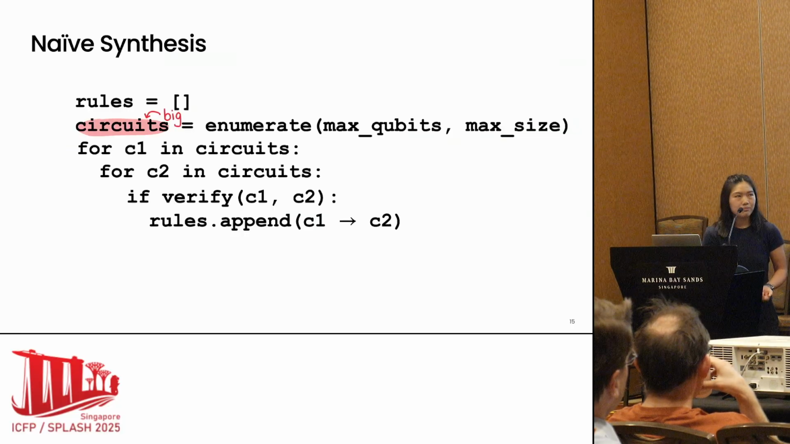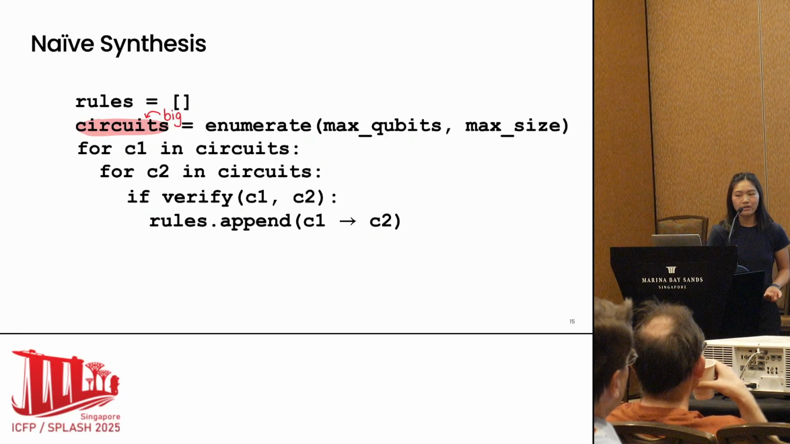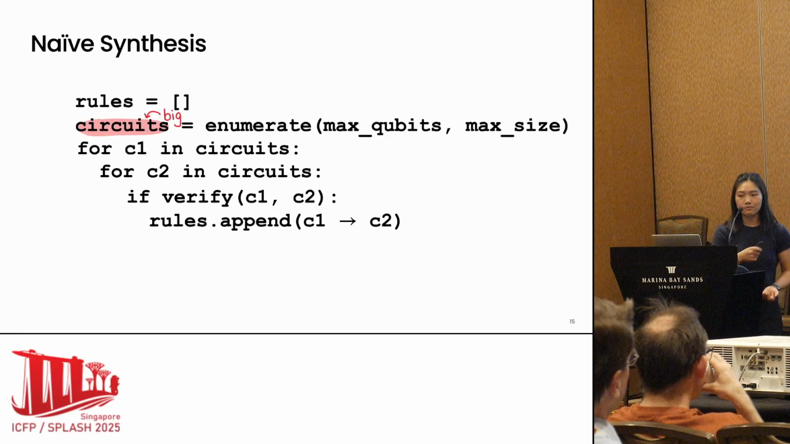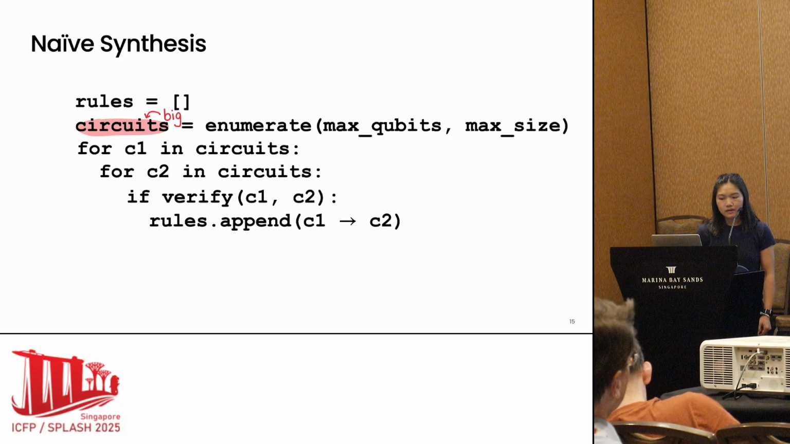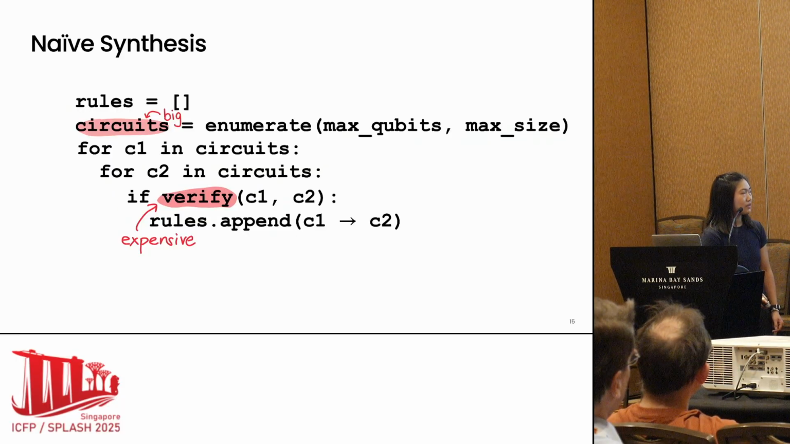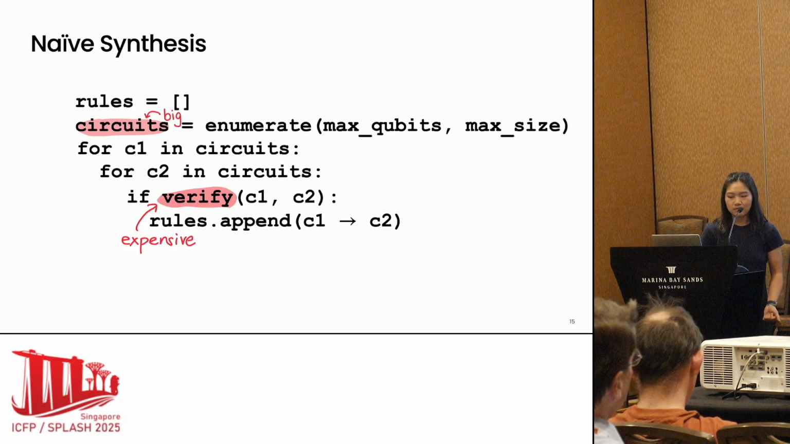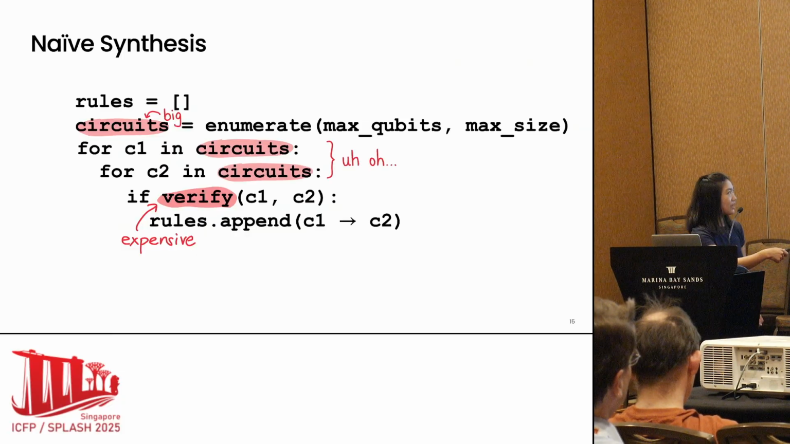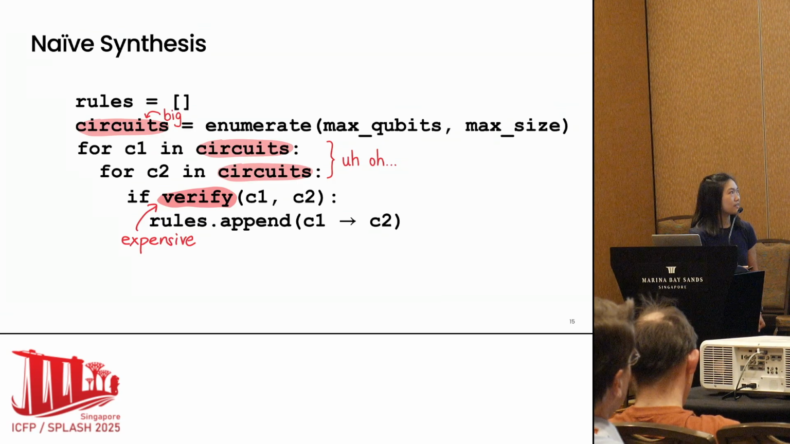But this is problematic because, as you might expect, the size of the circuits is going to blow up very quickly, even for small values of max qubits and max size. And then this verification task is going to be hard because our circuits are symbolic. So what does it even really mean? And then all of the expensive verification task is buried in this nested loop because we're looking for pairs of circuits. So it's not looking so great.